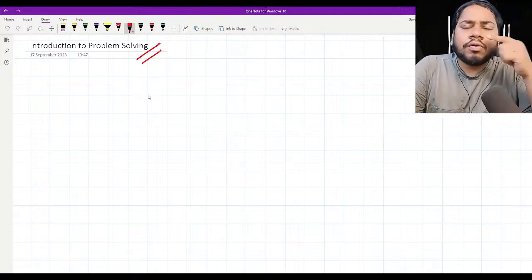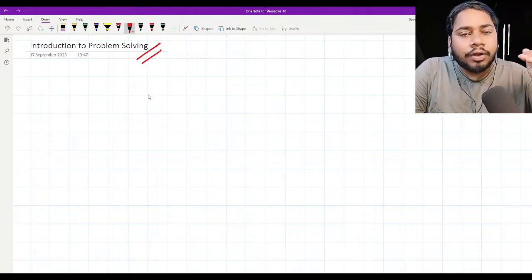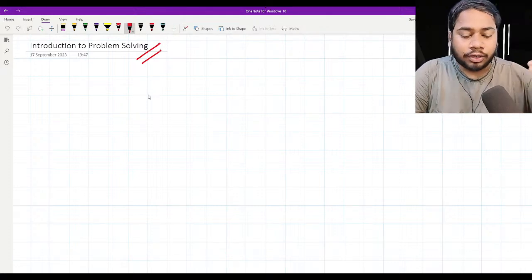So what we are going to do now is discuss those problems which we have discussed earlier, and try to come up with some efficient solutions.